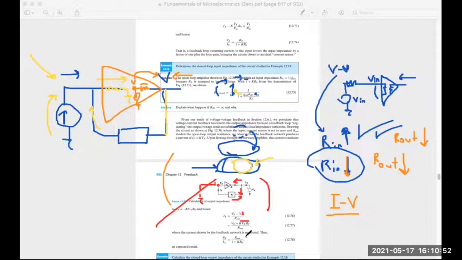So then you can see that your Vx over Ix is actually dropped by that same factor. 1 plus K RO. Okay?